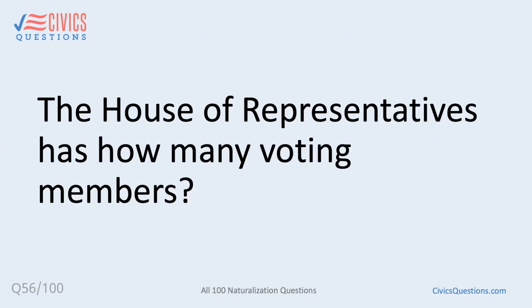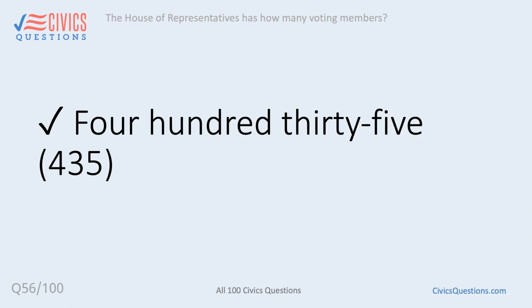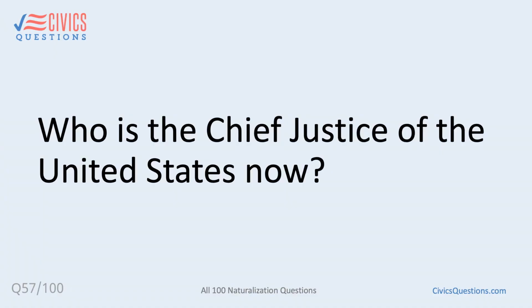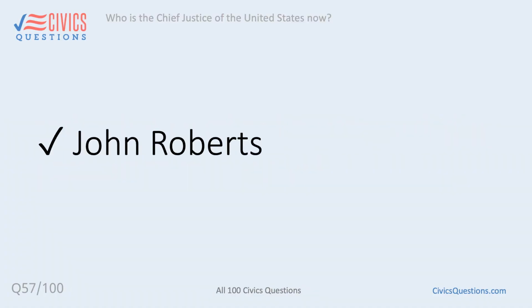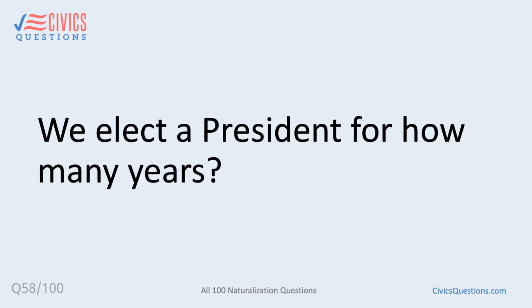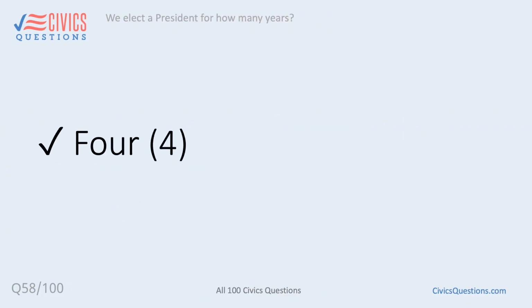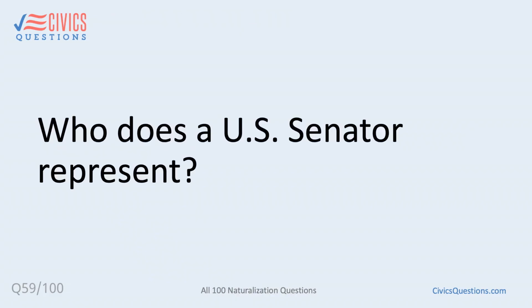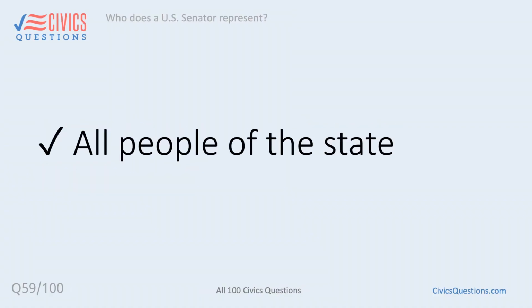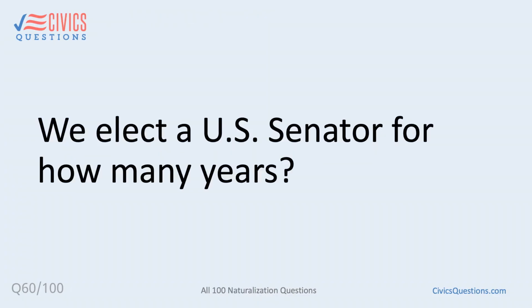The House of Representatives has how many voting members? 435. Who is the Chief Justice of the United States now? John Roberts. We elect a president for how many years? 4. Who does a U.S. Senator represent? All people of the state. We elect a U.S. Senator for how many years? 6.